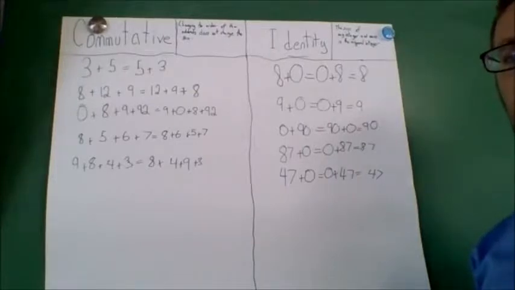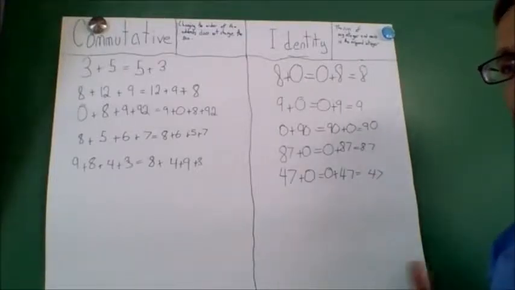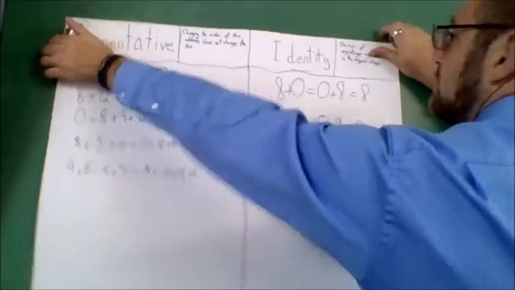Remember the big difference between associative and commutative when you see it on a test: associative has the same order of numbers, but you just switch which ones you're adding. On commutative, you're switching the order. That's the big difference. All right, that's the end of 2.1.